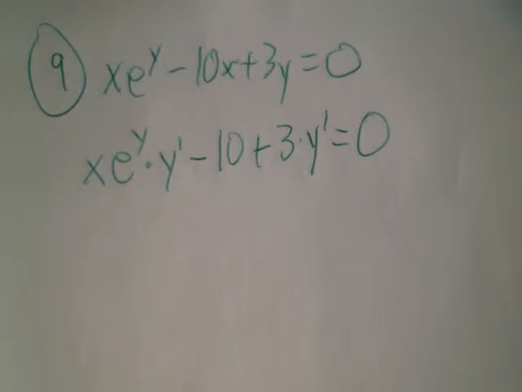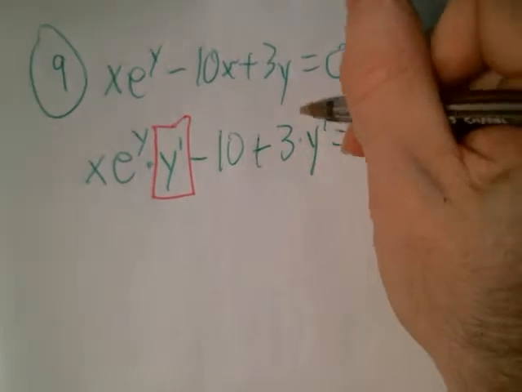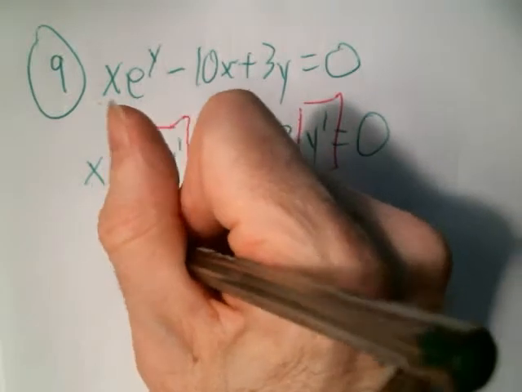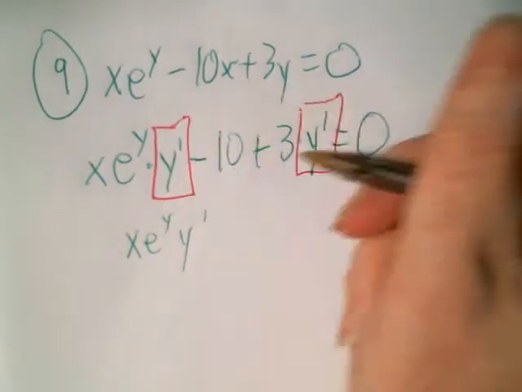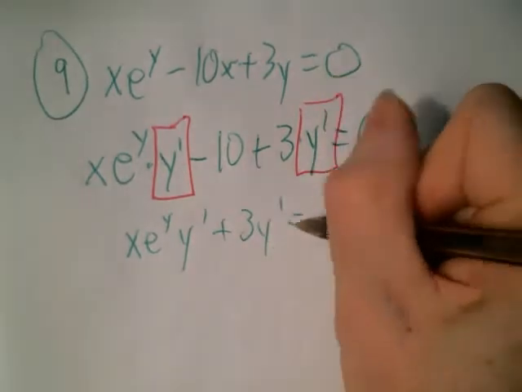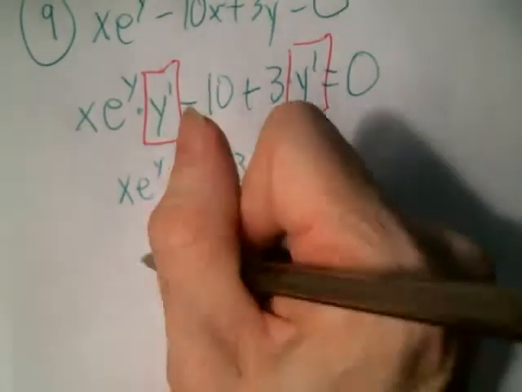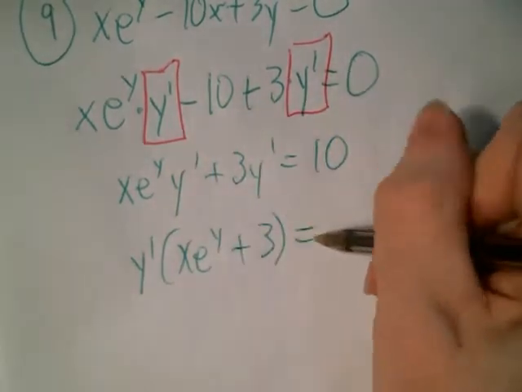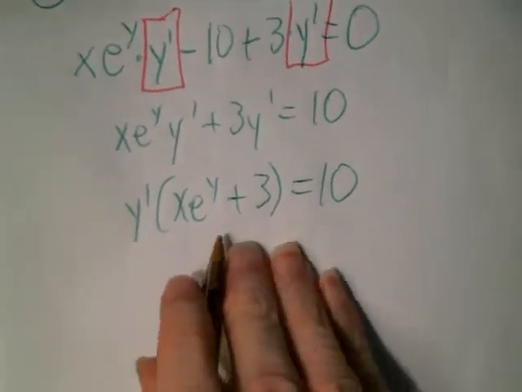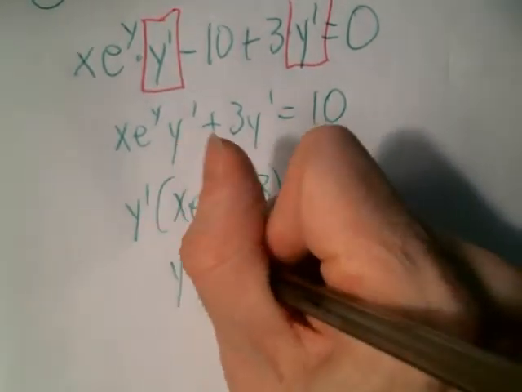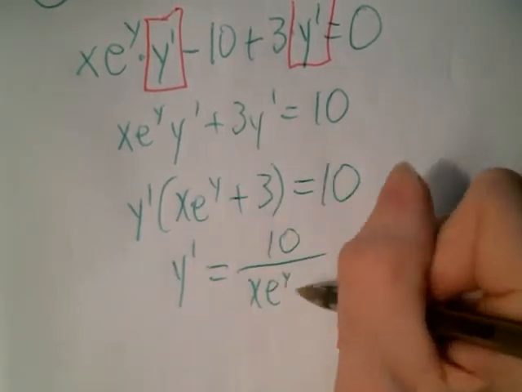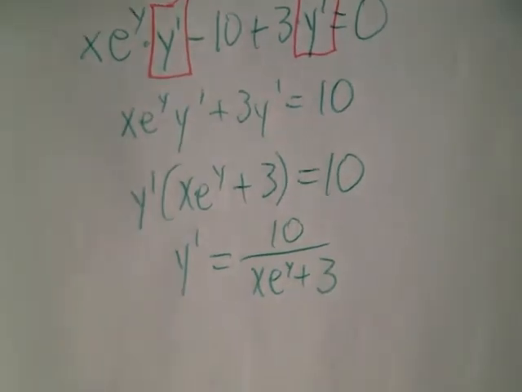Okay, so what am I doing? I'm trying to solve for y prime, so I need to collect these guys together on one side, move the 10 over, so factor out the y prime, and then we could solve for y prime by dividing both sides by x e to the y plus 3. So I have 10 all over x e to the y plus 3. Okay, and then that's your formula.